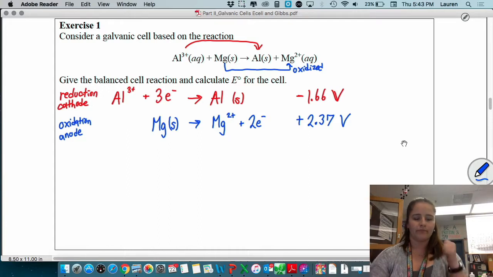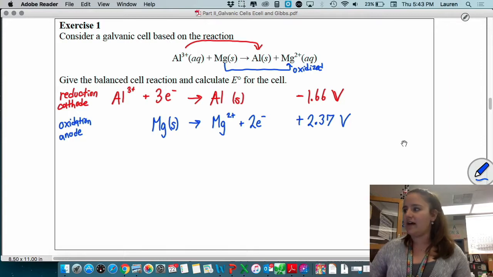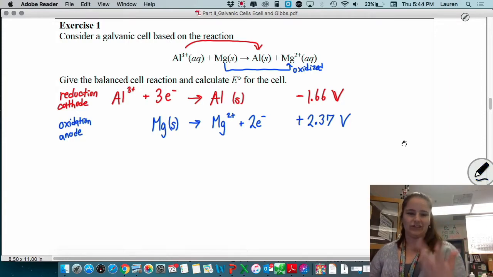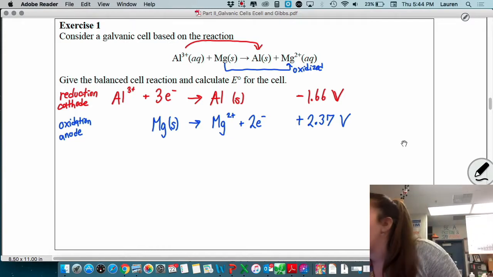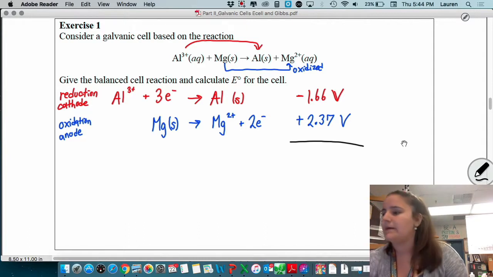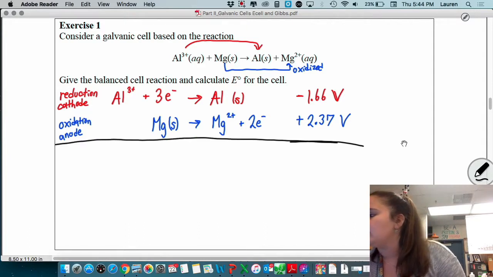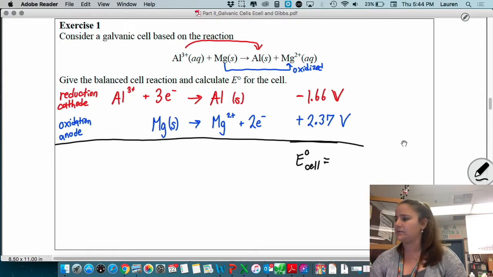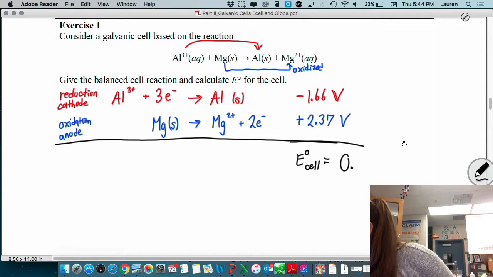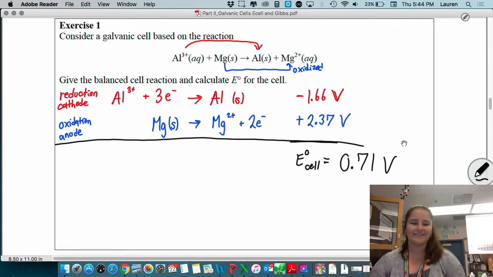Okay, cool? Now, to get the energy of our cell, you just add them up, and that makes it easier. We already flipped the standard reduction of the oxidation, so instead you just add them up. And when you add those up, the E naught of the cell is negative 1.66 plus 2.37, which is 0.71 volts. Woohoo! We got it right.